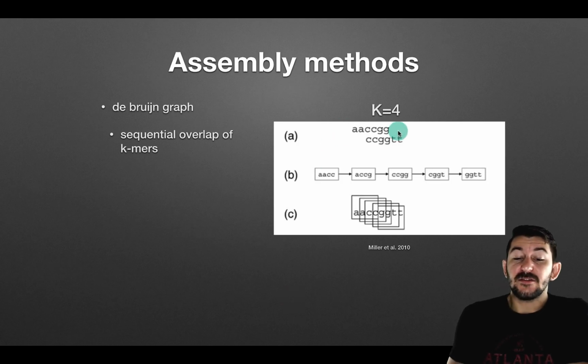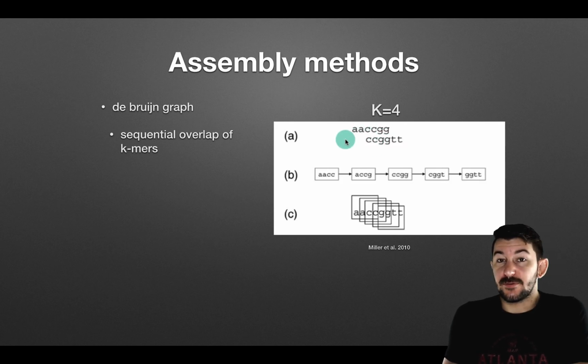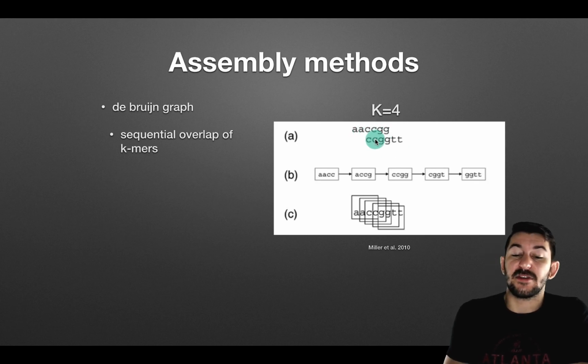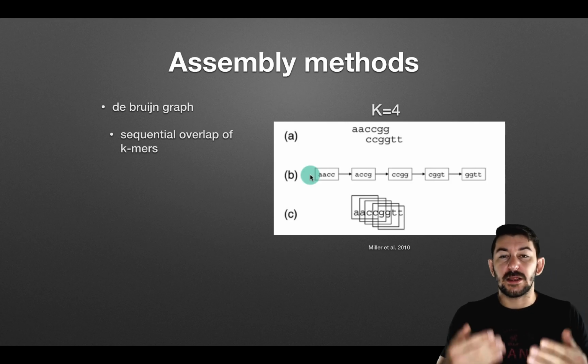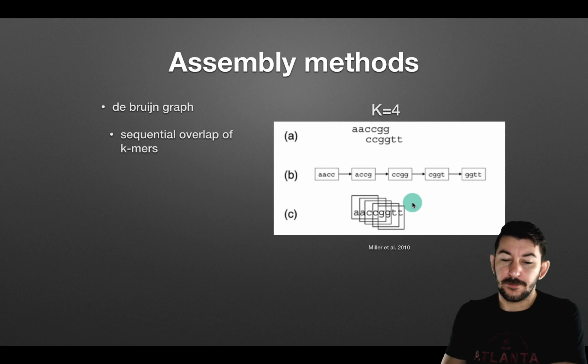So let's say we have these two sequences, AACCGG and CCGGTT. We're going to disassemble these into 4-mers, so k equals 4. You can think about what that would look like. It'd be AACC, and then ACCG, and then CCGG, and then the same thing down here. What we do is we line these things up and overlap them as best we can. So here in this box, we can see the first k-mer overlaps all but one base with the second k-mer, which overlaps all but one base with the third k-mer, and so forth.